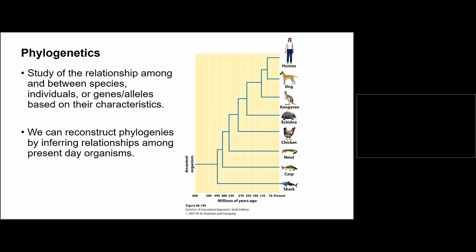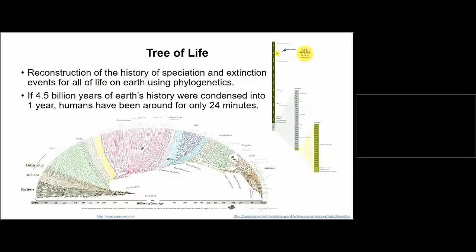So we can reconstruct these phylogenies by inferring relationships about present-day organisms. So you can say, okay, when I compare a human and a dog, I can make a guess as to how long ago they had a common ancestor, and the human and the dog had a common ancestor more recently than the human had a common ancestor with the kangaroo, right, et cetera. The tree of life, you can see here, it kind of starts here and branches out. It's a reconstruction of the history of speciation and extinction events for all the life on Earth using phylogenetics.